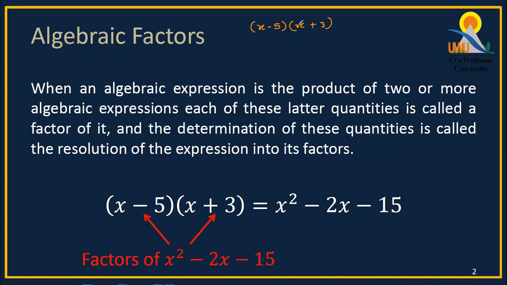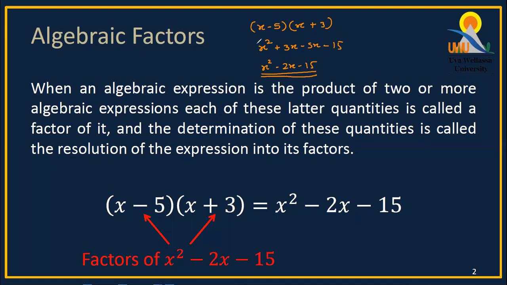Therefore, if you need to solve this multiplication between x minus 5 and x plus 3, you have to solve it accordingly. Once you perform the calculation, you will end up with the middle step: x into x, x squared; x into 3, plus 3 times x; then minus 5x; then minus 5 into plus 3, it is minus 15. Once you solve it further, you will get x squared minus 2x minus 15. Here you can see this is another algebraic expression.